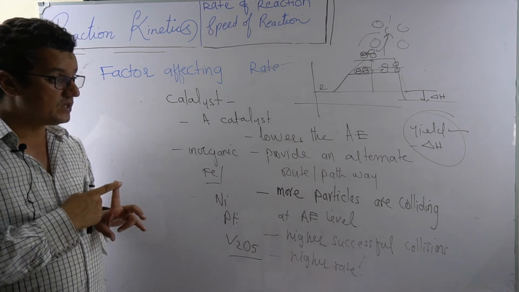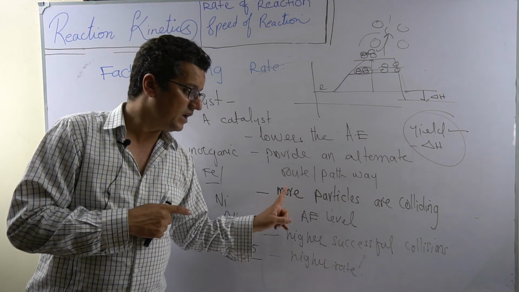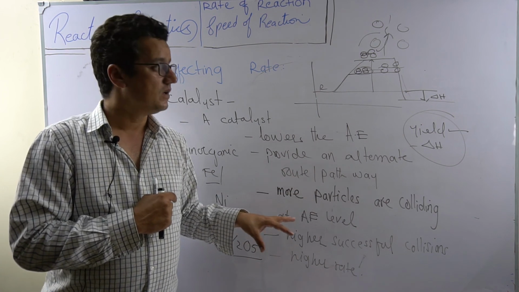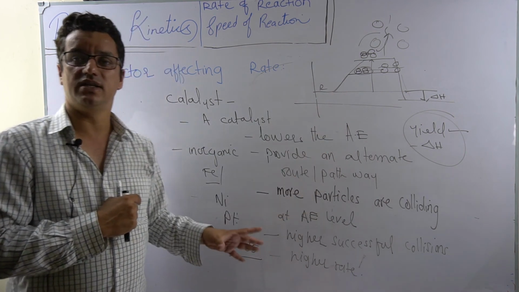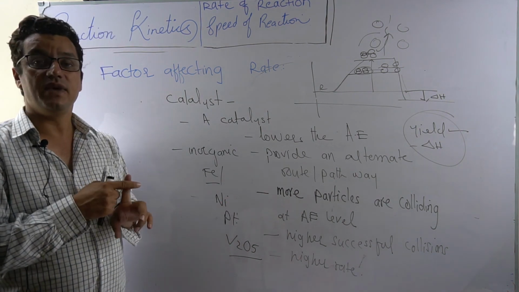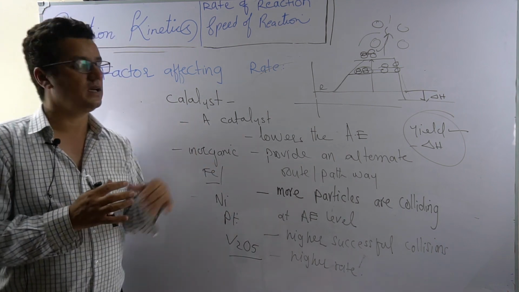But the important thing you need to mention is they lower down the activation energy, they provide an alternate pathway, and they make more collisions successful at a lesser energy level. Okay, more particles gain the activation energy, lesser fuel consumption means they are making the process economical. That is about factors affecting rate of reaction.